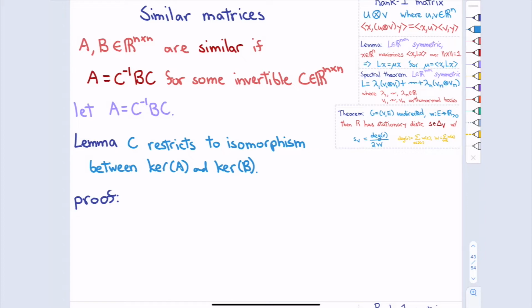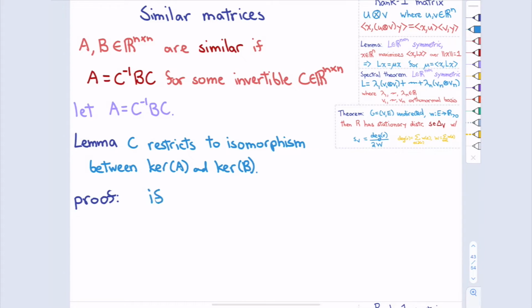Okay, but we'll start with something small. C maps the kernel of A, so vectors with AX equal to 0. The claim is that C maps the kernel of A to the kernel of B and vice versa. And I think there's very little to this beyond just double checking.